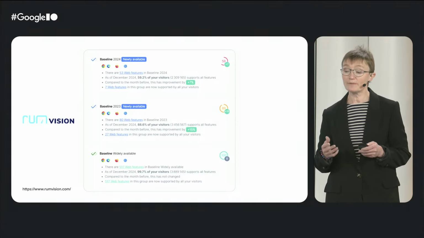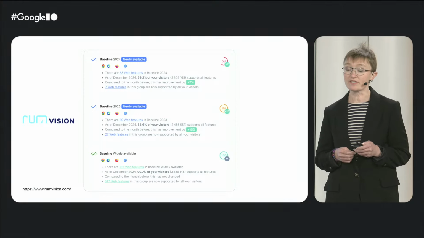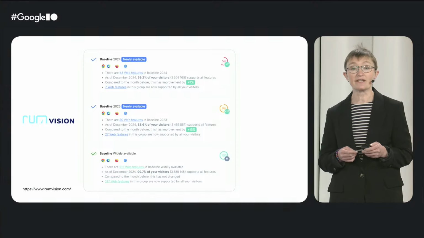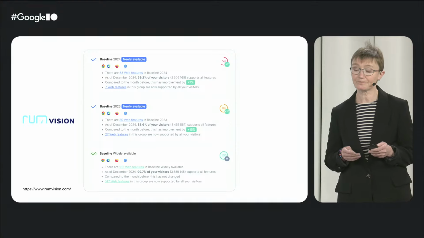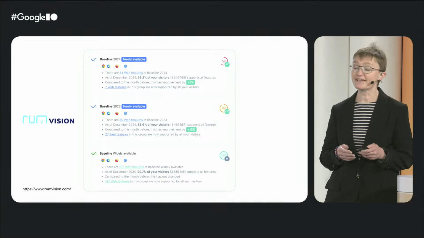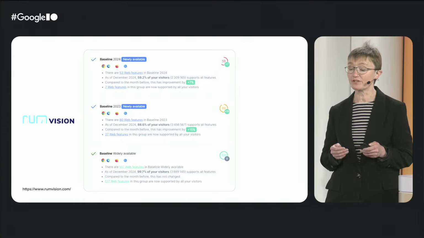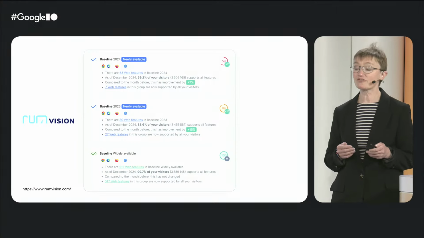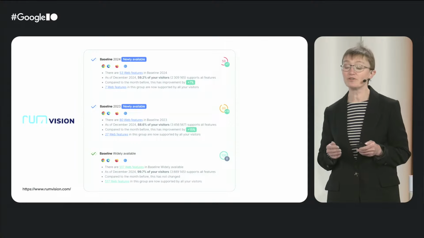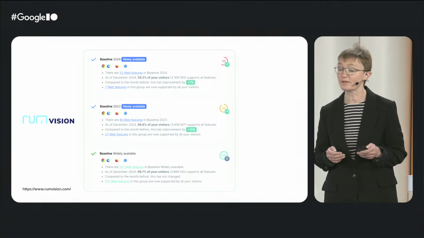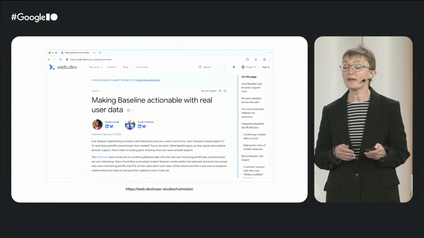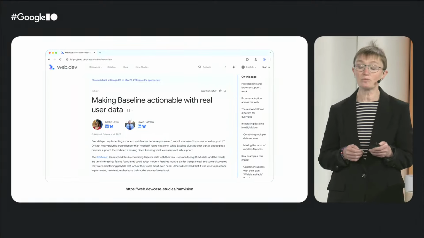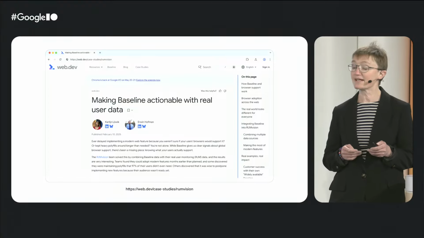Because that's using your Rum data, data about the users of your own site, it can help you identify the baseline year to adopt based on that data, rather than a global average. It can also help you to see if baseline widely available makes sense for you. In the data on the screen, you can see that 99.7% of users of this site supported the widely available features. You can learn more about the Rum Vision integration in this case study on web.dev, where they describe the technical implementation work they did to bring baseline to their customers.